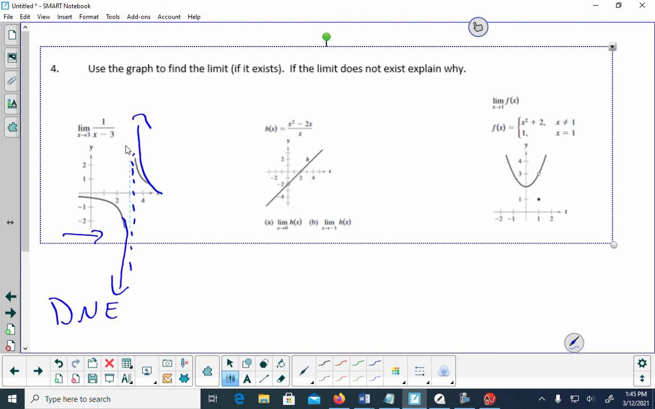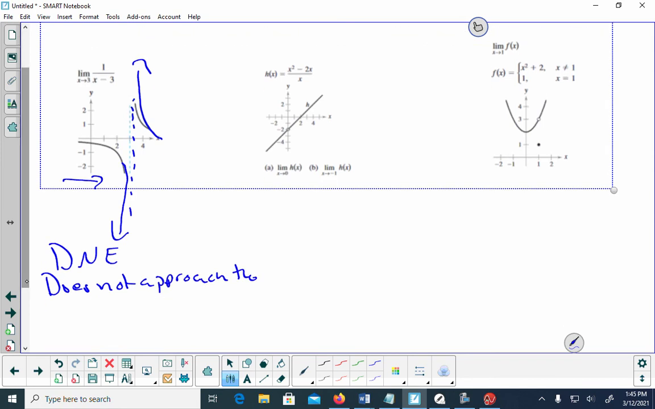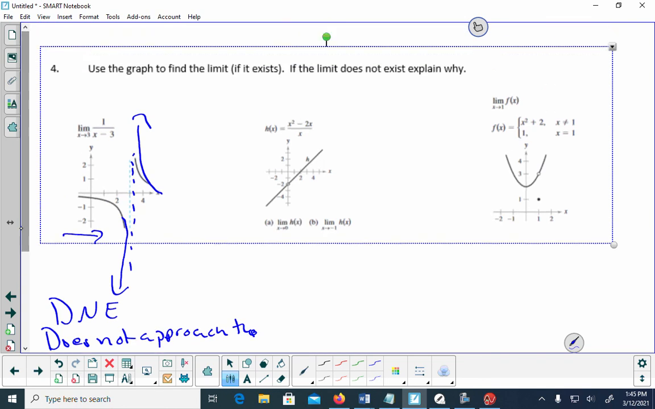And explaining why, I can say it does not approach the same number, or I can say that it approaches an asymptote. If you write does not approach the same number, you can use that pretty much every time. Okay, the next one, it wants to find the limit. The first one wants to find the limit as x approaches 0. So as I'm approaching 0 from the left, it looks like it's going to be -2. As I approach from the right, it looks like it's still going to be -2. So the limit of h of x as x approaches 0 is going to be -2.